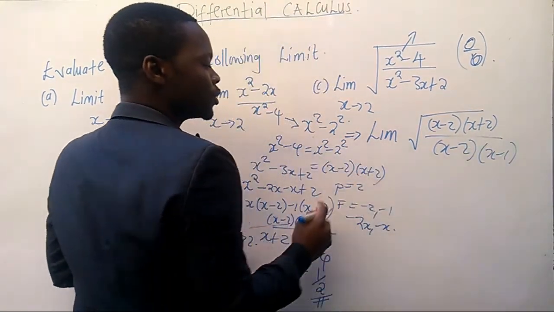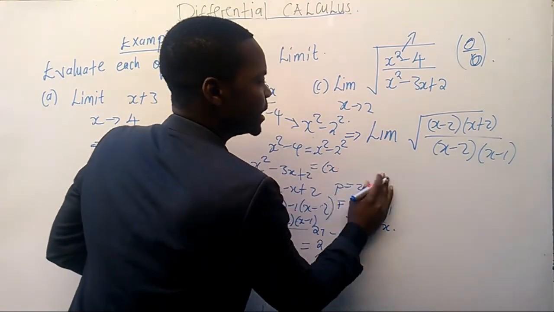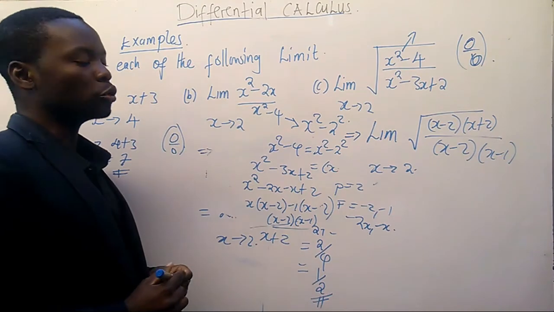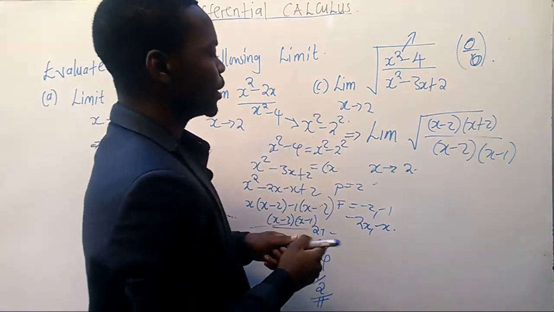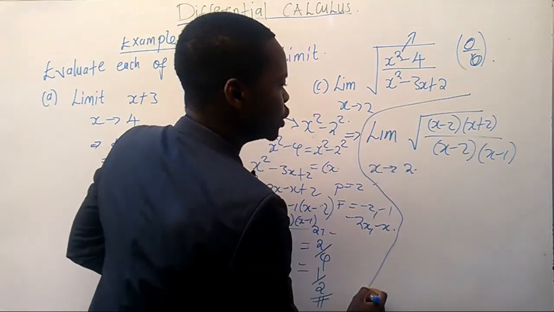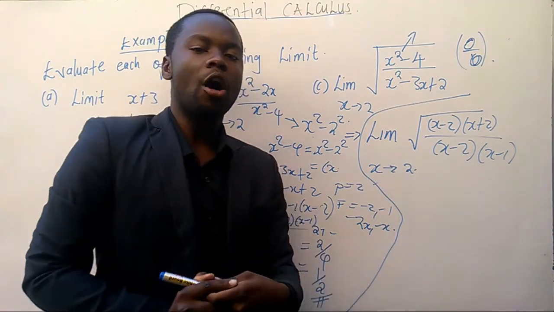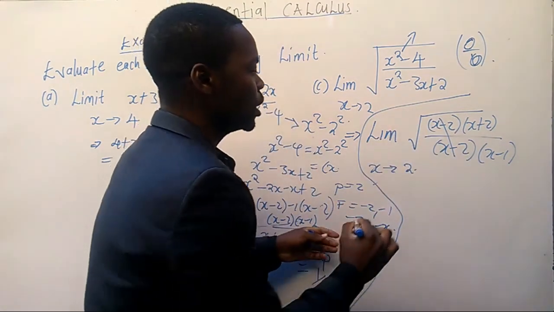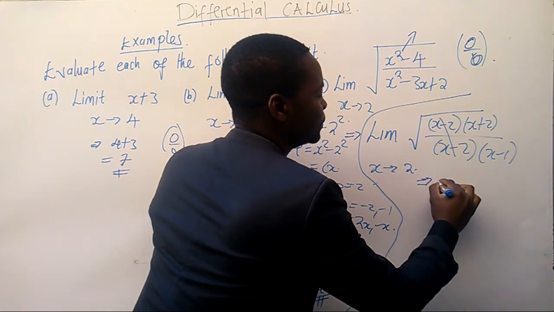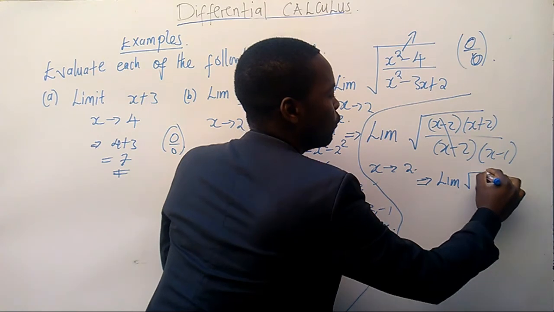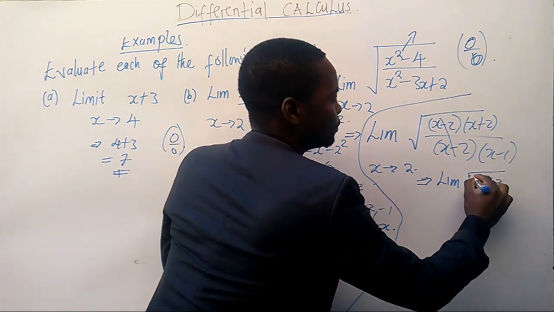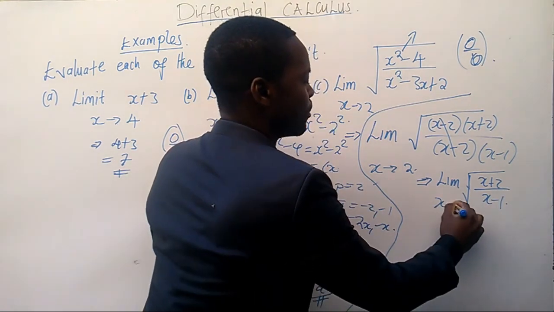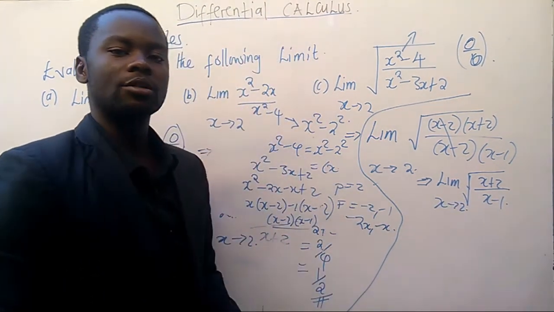Remember that x is approaching the value of 2. From here, we can cancel out the common factor, which is x minus 2. So we are going to have the limit of x plus 2 over x minus 1 as x approaches 2. From here we can now substitute.